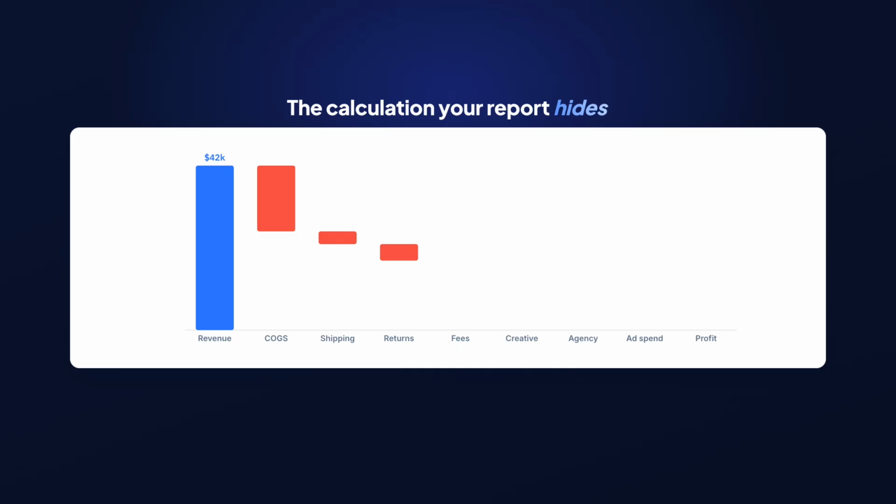Shopify transaction fees at 2.9% plus 30 cents per transaction on a $42,000 gross, approximately $1,368. Creative production for the campaign, $1,800 for the entire campaign run. The agency retainer allocated to this campaign, $2.5K. Revenue, $42K. Subtract COGS, $16.8K. Shipping, $3,250. Returns, $4,200. Transaction fees, $1,368. Creative, $1,800. Agency, $2.5K. And ad spend, $10K. True profit is $2,082.